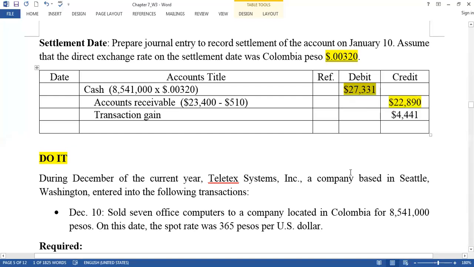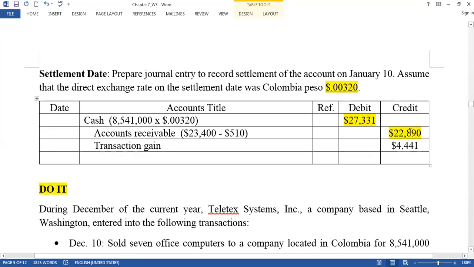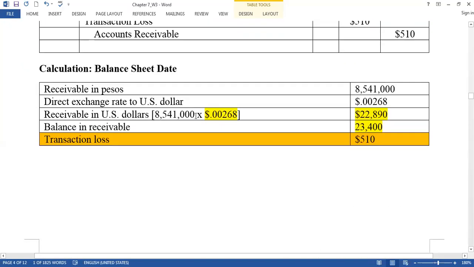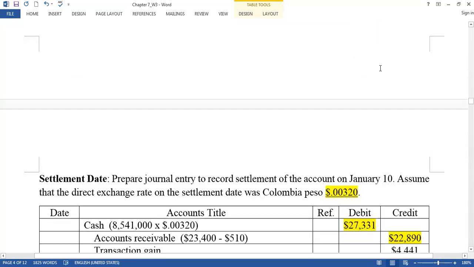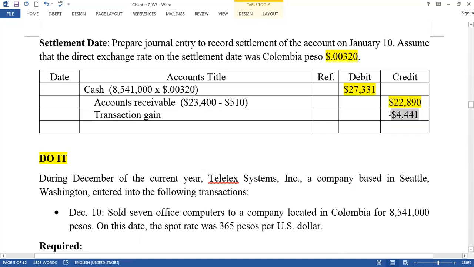That means finally we have a gain. Our gain is $4,441. Do you understand? Now we have a gain. We record gain actually, and we had a loss here. Now we can see what is the real gain or loss, right? The real gain or loss is something like this: loss 510, gain 4,441. We have a net gain.